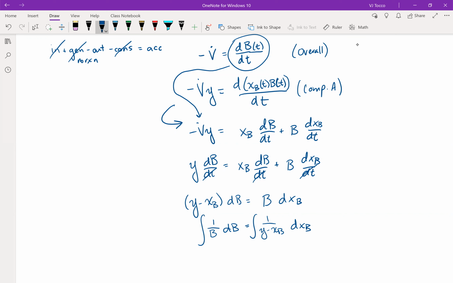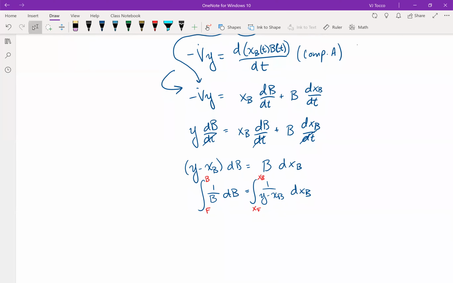And I'm integrating from time equal to 0 to whatever time t, even though time is not in the expression, right? I know what these values are at time 0. So at time 0, b is equal to f, and xb is equal to xf. And this is also poor calculus form, to have the variable of integration equal to the variable that you're integrating over, but I'm going to do it now just for clarity purposes. Just keep in mind that in calculus class, you'd never see that.